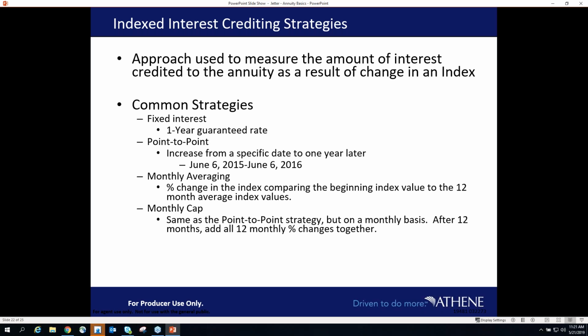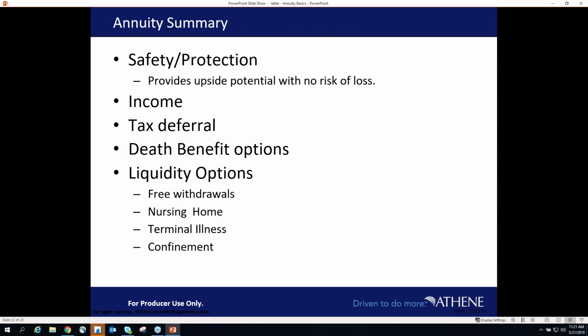Also, we do have monthly averaging. We look at the percent of change in the index, comparing the beginning index value to the 12-month average of the index values, and then also a monthly cap. So it works the same as the point-to-point strategy, but on a monthly basis. After 12 months, we get a point-to-point on each month, and then we add them all together and divide by 12, and that gives us the average monthly cap. So just a few different crediting strategies.